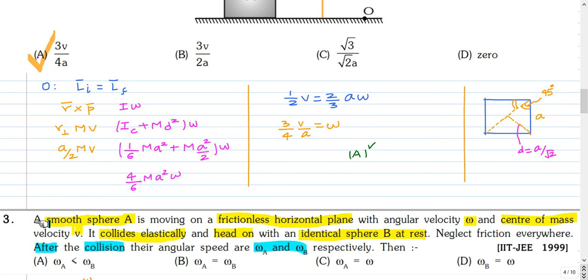This is the next question. A smooth sphere A is moving on a frictionless horizontal plane with angular velocity omega and center of mass velocity v. It collides elastically and head-on with another identical sphere B at rest. Neglect friction everywhere. After collision, their angular speeds are omega A and omega B respectively. Then four options are given. We have to relate the angular speeds after collision. You can pause and attempt this question.